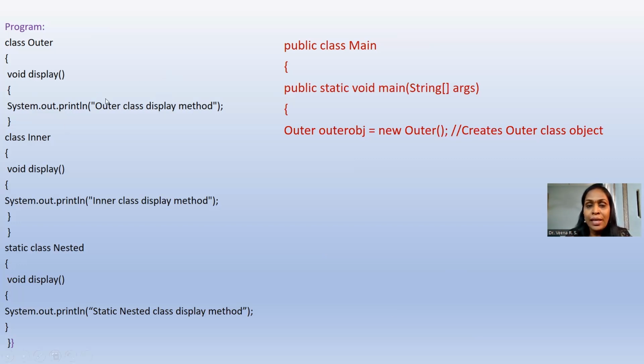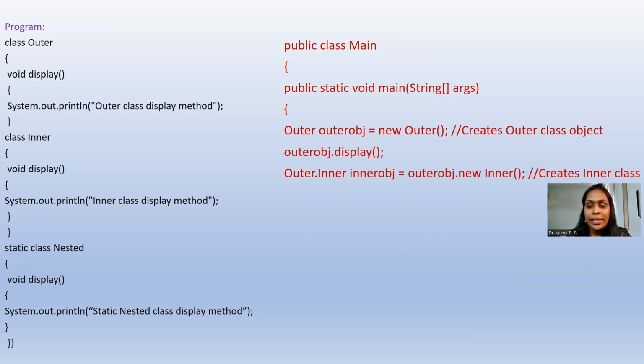So what we did, we have created an outer class object. Outer is the name of a class, and outerObj is the name of the object which is created here. Then we are using outerObj.display, which should be able to call the display method of the outer class.